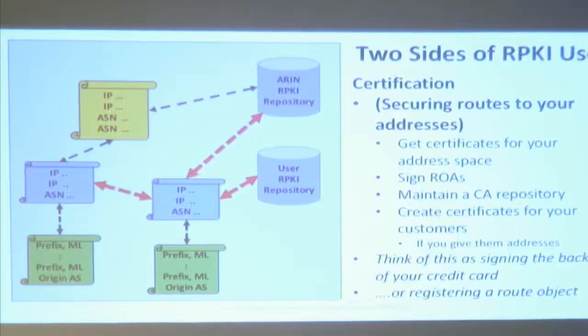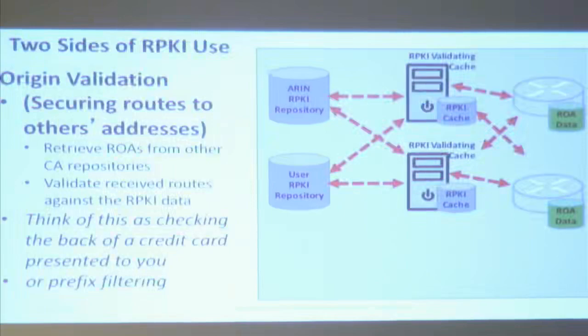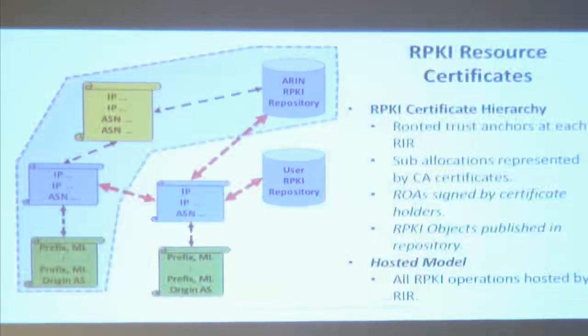If you're going to have customers, maybe you're producing certificates for them. When I'm talking to non-networking people, I say, think of this as signing the back of your credit card. For you guys, it's more like, think of registering the route object. The other side is the consumer side. It's getting the origin validation information into the routers. This is like the merchants checking the back of the credit card, or like you doing prefix filters.